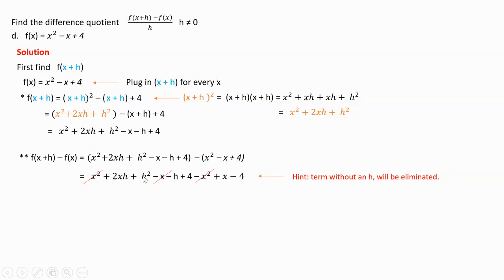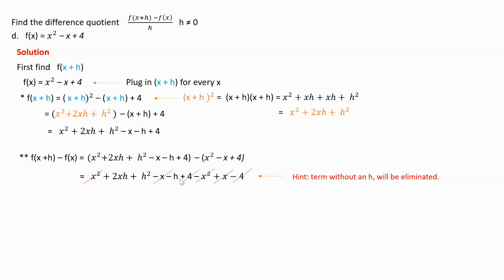And does the third term also, the h squared has an h, so it stays. The negative x doesn't have an h, so somewhere there's going to be a positive x. So here it is on the second to the last term. They cancel. This term has an h, so it stays. The 4 doesn't have an h, so it's got to cancel. That's why I tell my students that if the term doesn't have an h, it has to be eliminated.